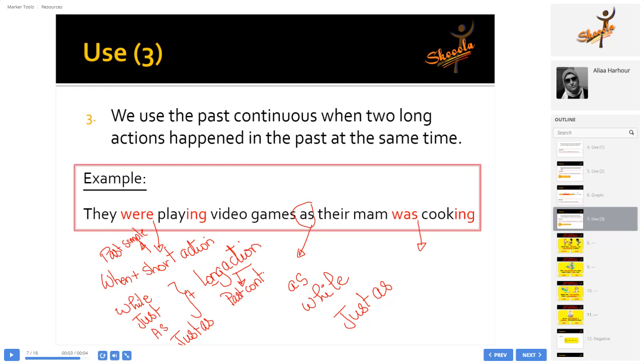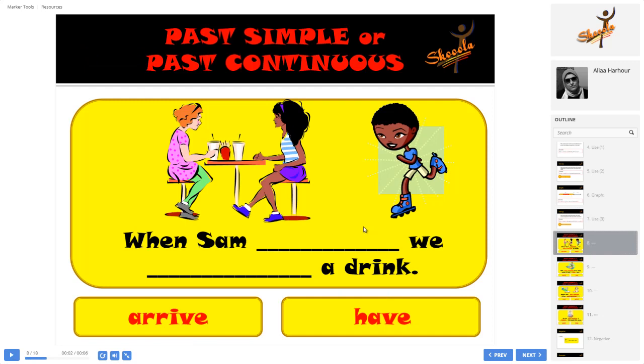So take care. When do I use when? When do I use as? When do I use while? And when do I use just as? Let's have a look at the following examples. Here we have a couple of girls. They are doing something, and we have another person coming, I don't know, from somewhere.